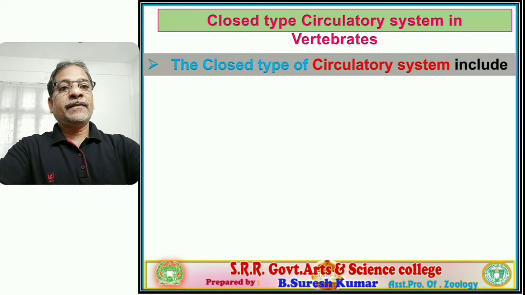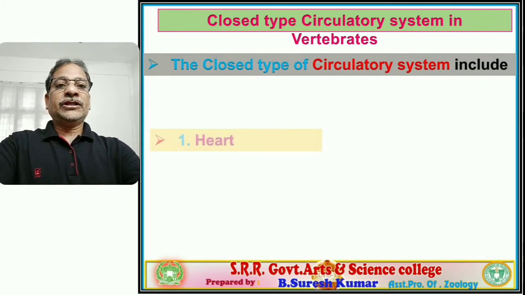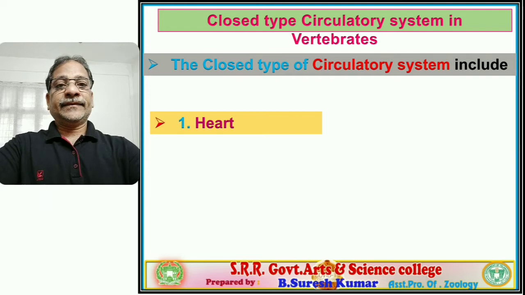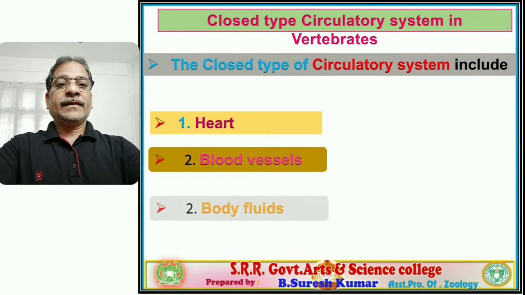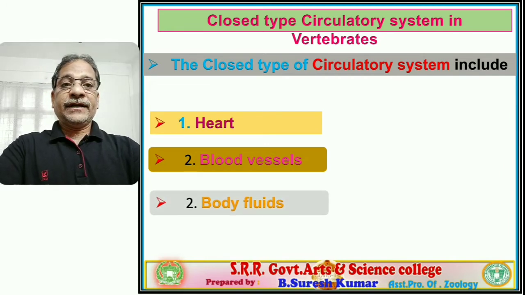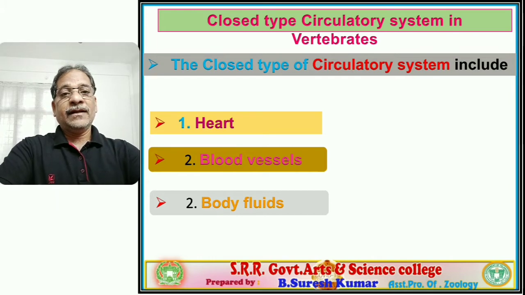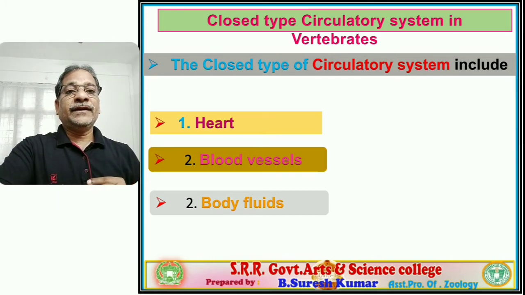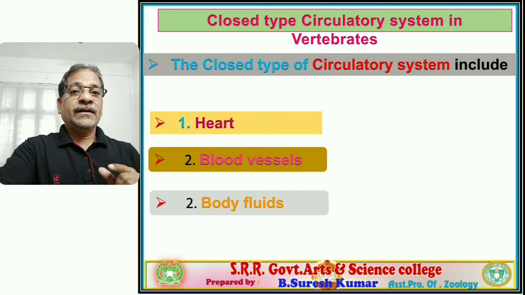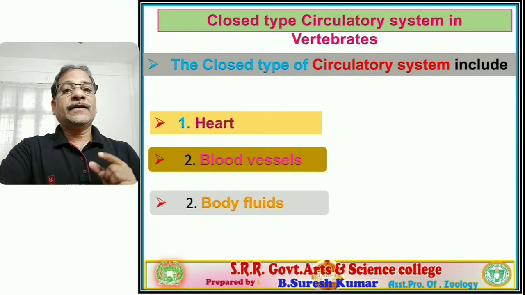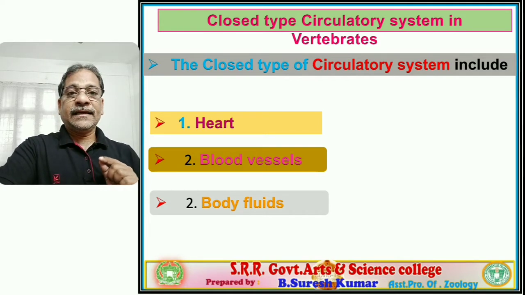The closed type of circulatory system includes heart, blood vessels, and body fluids. The body fluids are blood as well as lymph. These two are circulating fluids in higher animals. So the closed type of circulatory system includes three components. The first one is the heart, the second is blood vessels, and the third is body fluid.